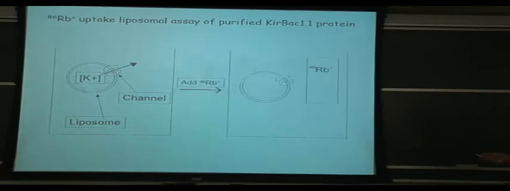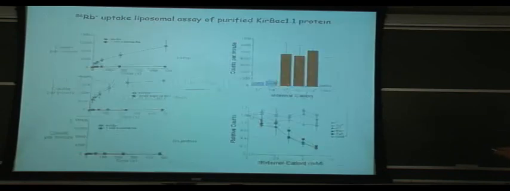So then we place the liposomes into a solution containing rubidium, 86 rubidium, which is radioactive. The rubidium will go into the liposome if there is a pathway to do so. So if the channels are there, then they will go in. The rate at which rubidium is taken up into the liposomes will be proportional to the conductance in the liposome membrane. And to cut a long story short, we've shown by this method that this KirBac protein can support a robust uptake of rubidium, which is blocked by barium.